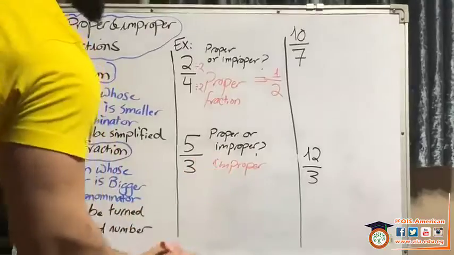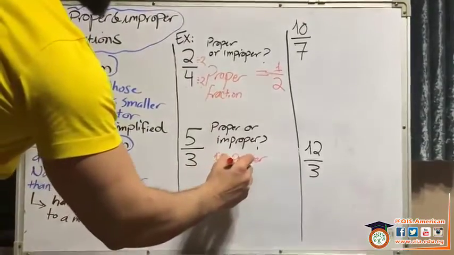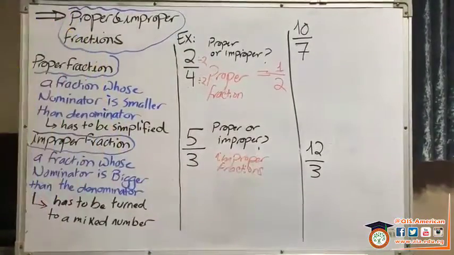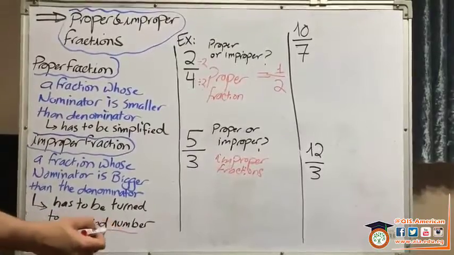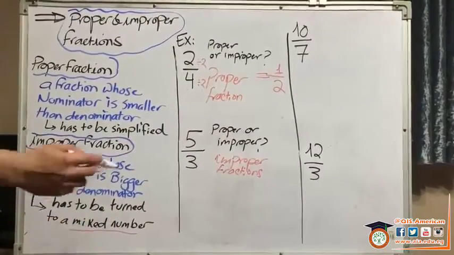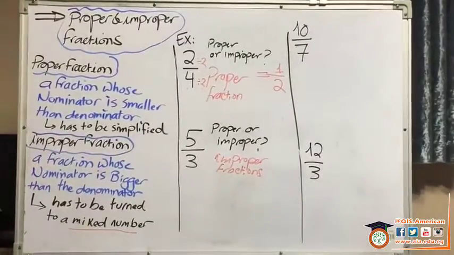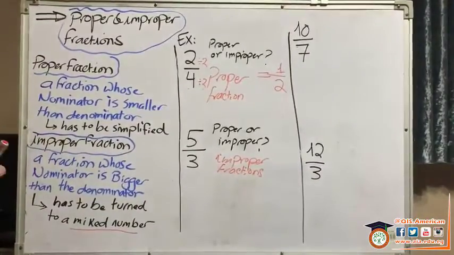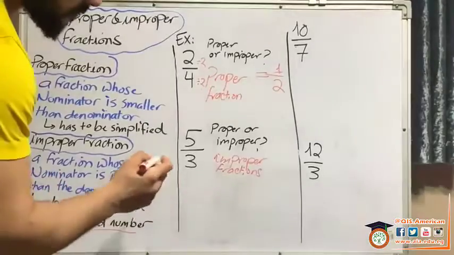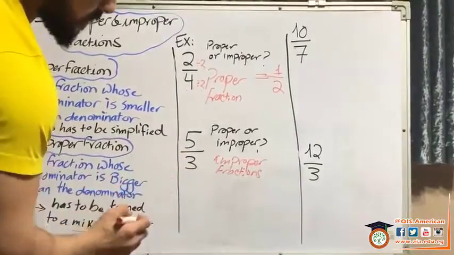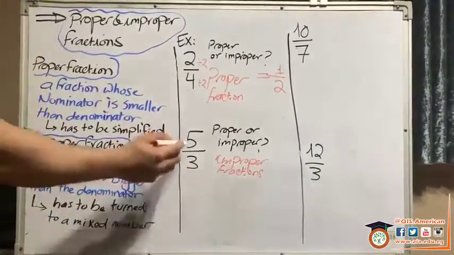And how do I deal with improper fractions? I'm going to have to turn them into a mixed number. So I have this 5 over 3, and now I'm going to turn it into a mixed number. How do I do that? We're going to see. So I have a 5 over 3. I'm going to have to ask myself, is 5 divisible by 3?